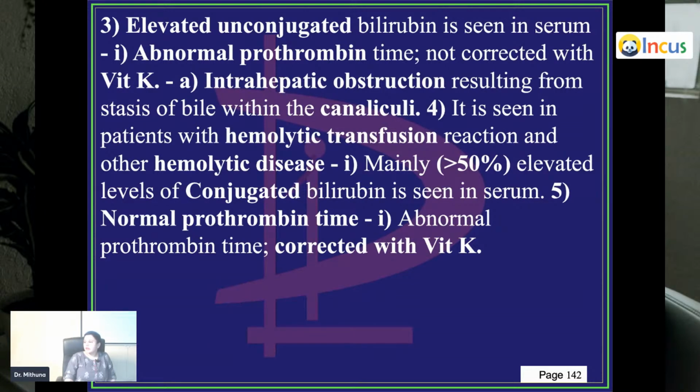Mainly 50% elevated levels of conjugated bilirubin is seen in serum. That is in hepatocellular and hemolytic diseases, not obstructive. In obstructive jaundice, you see more unconjugated bilirubin. This is not getting converted. No, it's not even coming to the liver. Normal prothrombin time is abnormal prothrombin time corrected with vitamin K. If that normalizes, then that is not the reason. Hemolysis is not the reason, or transfusion reaction is not the reason for that kind of an issue where it gets corrected with vitamin K.